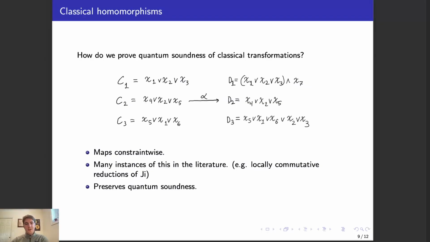We prove the quantum soundness of these classical transformations by identifying 2 types of transformations between BCS games that appear implicitly in a lot of previous work, and introducing a formal framework for thinking about these transformations. The first and easier type of transformation is something we call a classical homomorphism, which is a constraint-wise map of BCS to BCS in a way that maps satisfying assignments to satisfying assignments, and assignments that disagree on overlapping variables to assignments that disagree on overlapping variables. There are many instances of this in the literature, notably the locally commutative reductions of G, and these transformations preserve quantum soundness right out of the box.